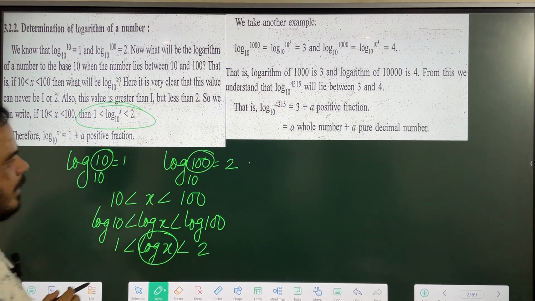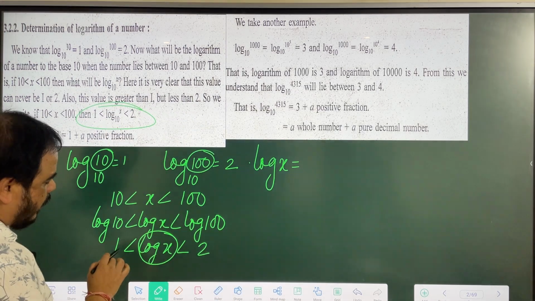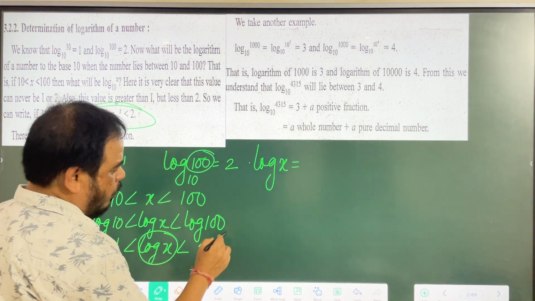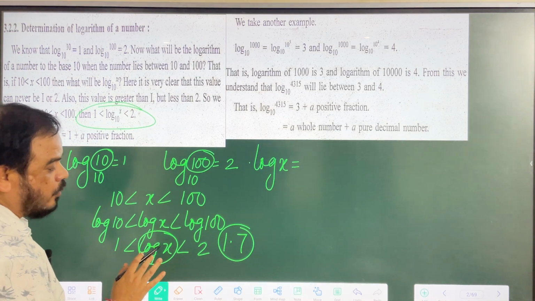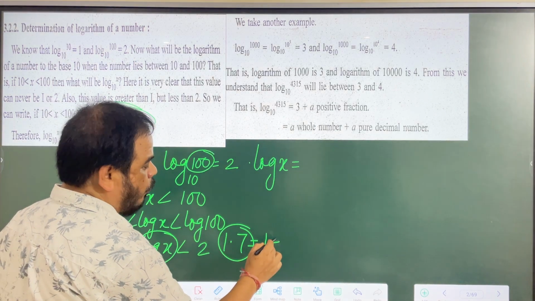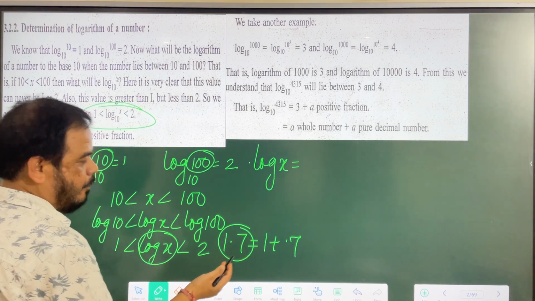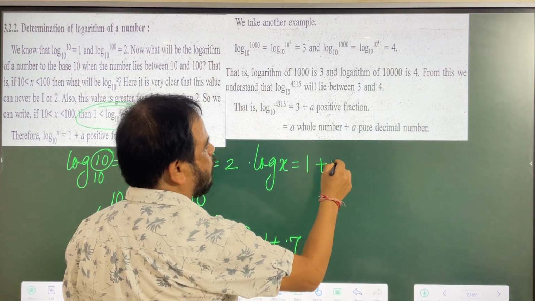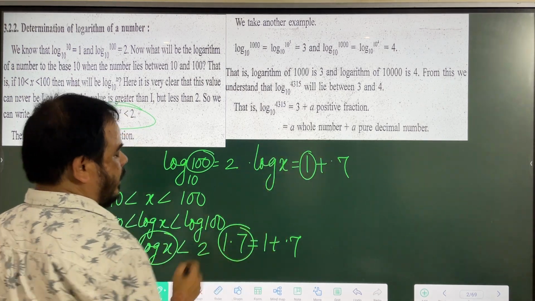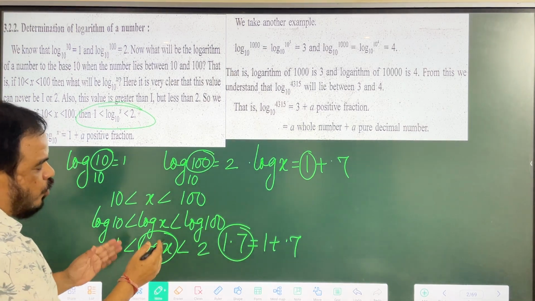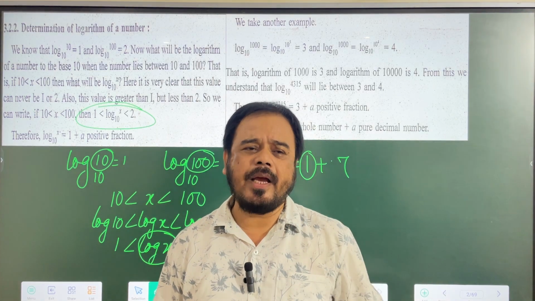So what will be the value of log x? Log x is greater than 1. Suppose the value of log x is 1.7. How can we write 1.7? 1 plus 0.7. 1.7 or 1 plus 0.7 is the same thing. So log x equals 1 plus 0.7. After 1 and before 2, whatever number we get will have a decimal part. Between 1 and 2, you can assume any number.